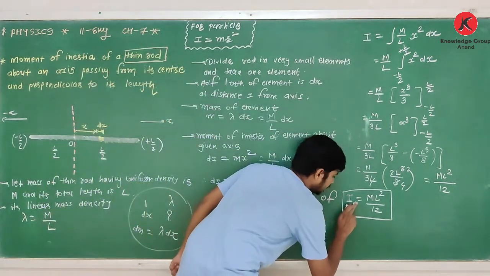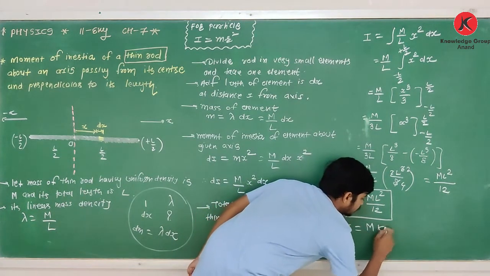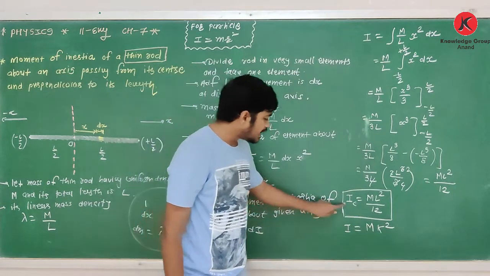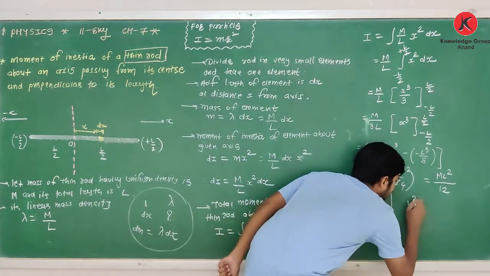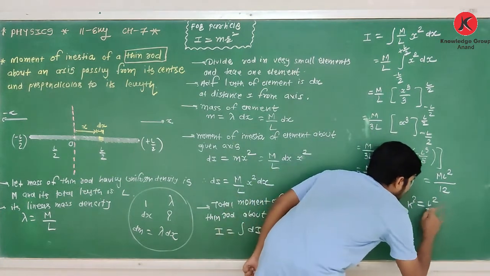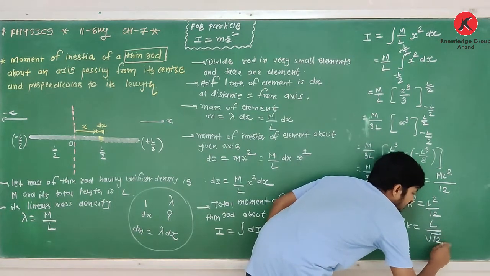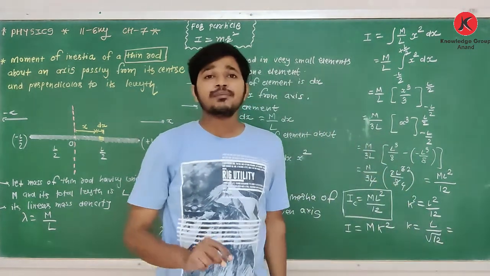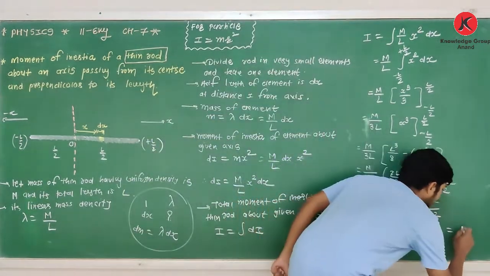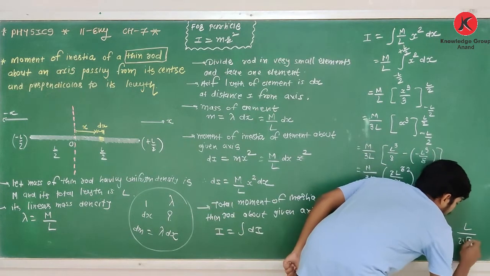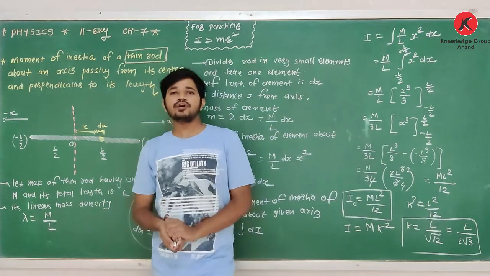See, here it is. I can compare this equation I is equal to m L square by 12 with I is equal to m k square. So what is the comparison? k square is equal to L square by 12. So k is equal to L upon root 12. Root 12 means 4 into 3, and what is the square root of 4? It is 2. So k is equal to L upon 2 root 3. So it is its radius of gyration.